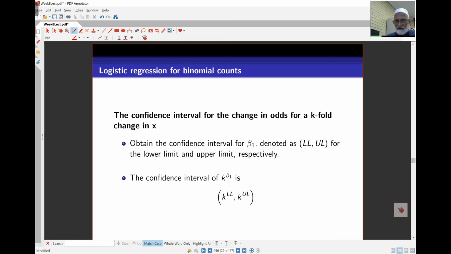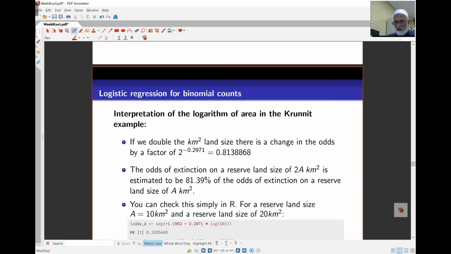For a confidence interval for beta 1, we can find the lower and the upper limit. But the confidence interval for the k-fold change then requires us to transform this in the same way: k to the lower limit and k to the upper limit. So this is what happens if we scale by a factor of k. For a k-fold change in x, the confidence interval will change in this particular way.